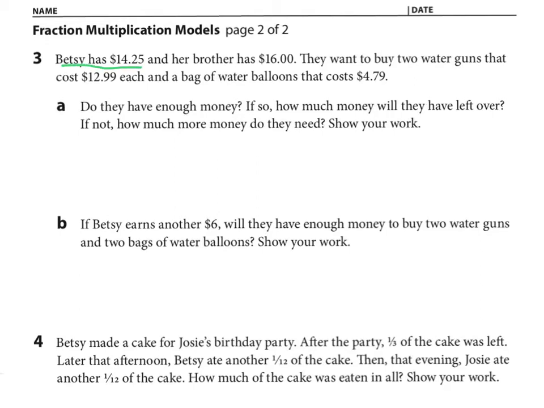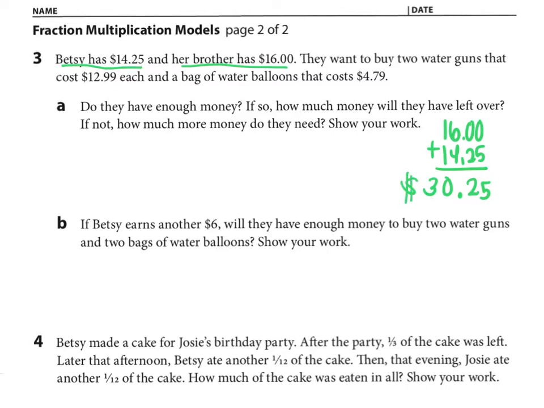Let's come back up here to this problem. Betsy has $14.25. Her brother has $16. Let's first find out what they have together. So 16 plus 14.25 would equal, oops, I'm going to erase that. This was supposed to be a decimal point, that was too big. So that is $30.25. Does that seem about right?